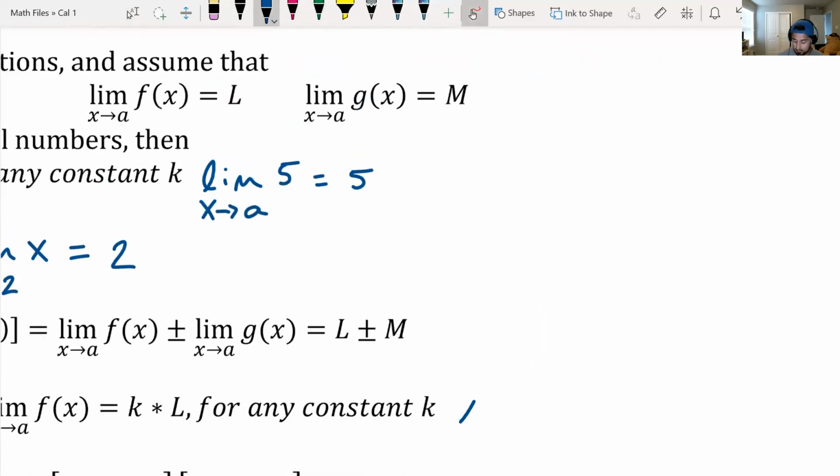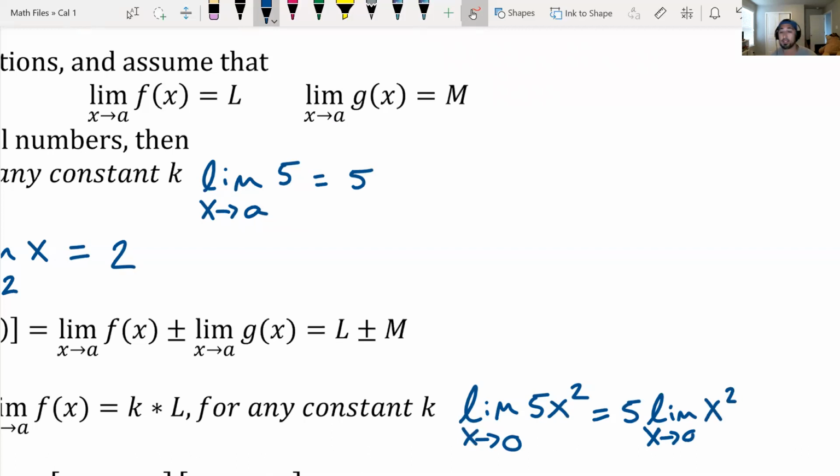This one says the limit as x approaches, I'll just say 0, of 5x squared. Well, all this says is take that 5 and move it to the front. That's it. So this becomes 5 times the limit as x approaches 0 of x squared. That's it. Take whatever coefficient you have, move it to the front.